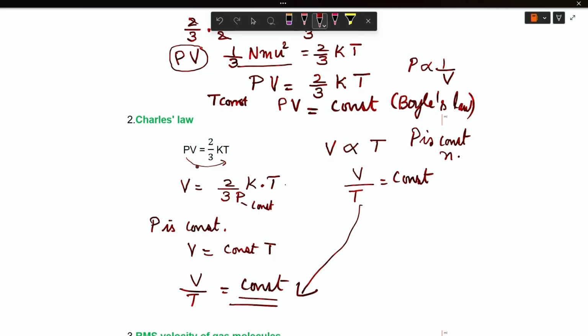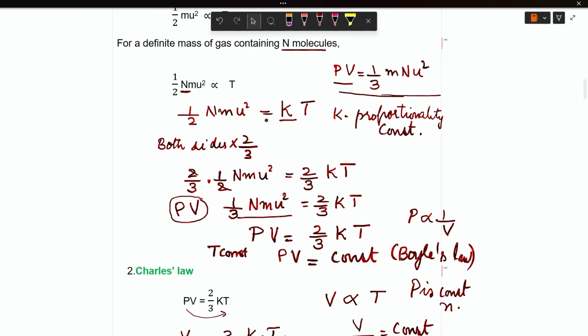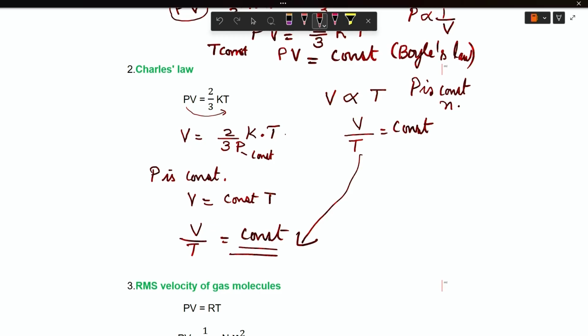Okay. So, again we have derived this equation from the above derivation, in which we have considered PV equal to 1 by 3 mnu square, which is the kinetic gas equation. So, I have derived Charles' law from the kinetic gas equation. Hope it is clear. It is very easy.